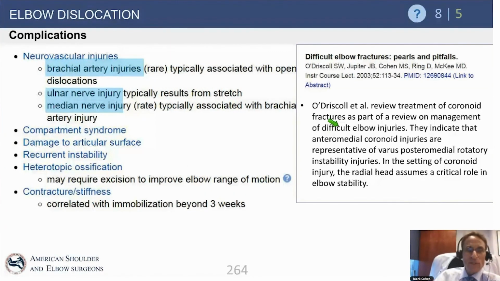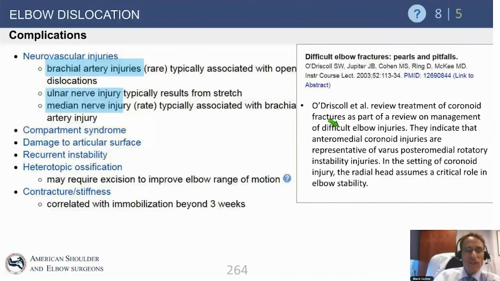We talk about nerve injury. It's normally not a nerve injury. It's a subtle nerve problem. And again, the ulnar nerve cannot be forgotten. The ulnar nerve is not uncommonly the cause of stiffness. You can see heterotopic ossification, as I mentioned.